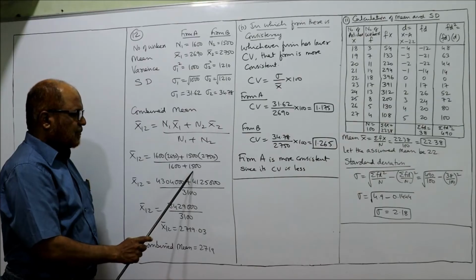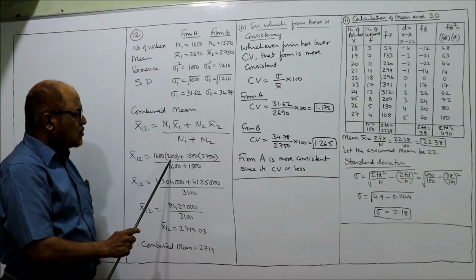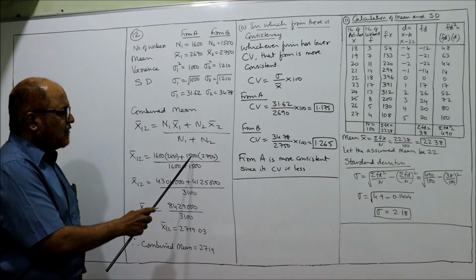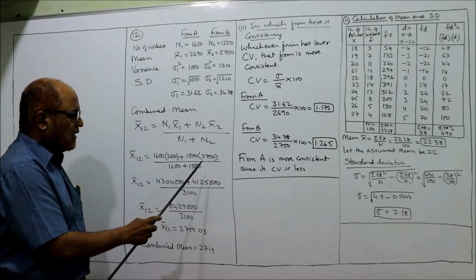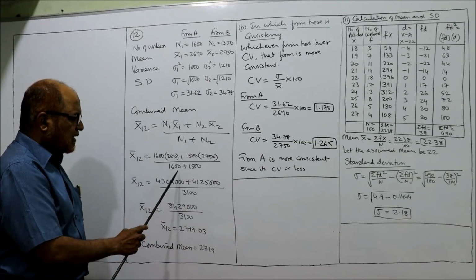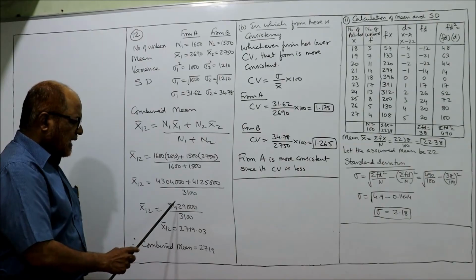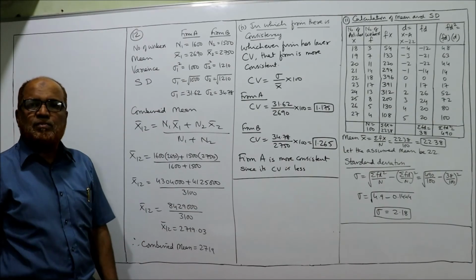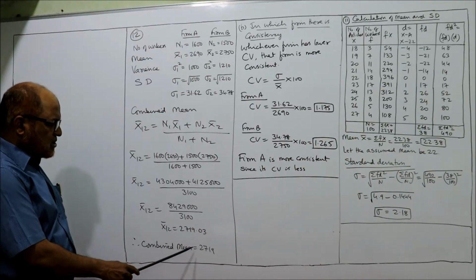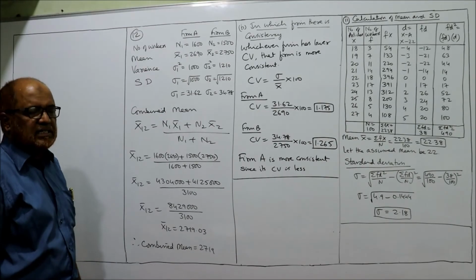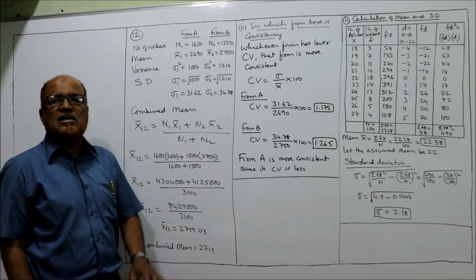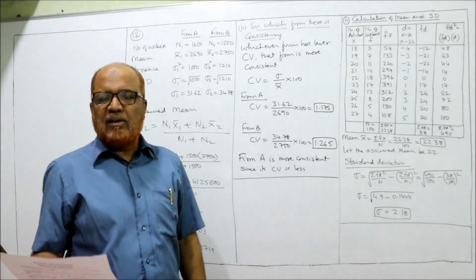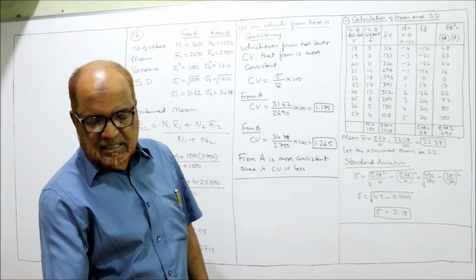1600 plus 1500. So if you multiply 1600 with 2690, you will get 43 lakh 4000. Similarly, if you multiply 1500 with 2750, 41 lakh 25,000, divided by 3100. So add up both, 84 lakh 29,000 divided by 3100. So X bar 12 means combined mean. So the combined mean is 2719. 2719 is the combined mean. First question completed.